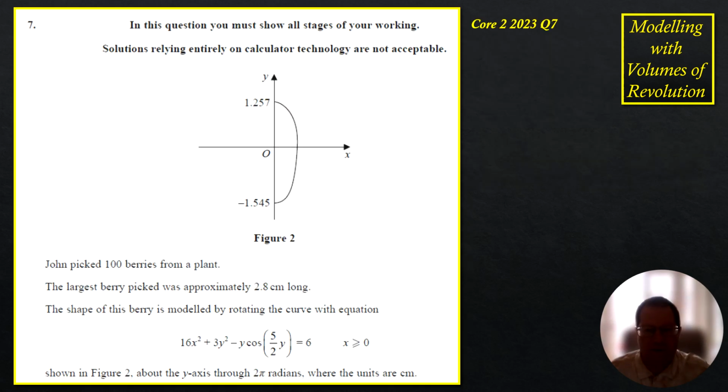And now we're going to look at the berries question, which was Core 2 2023 question 7. So we're given a graph. We're told that John picked 100 berries from a plant, and the largest berry picked was approximately 2.8 centimeters long. And then the shape of that berry was modelled by rotating the curve with that crazy equation about the y-axis through 2 pi radians.